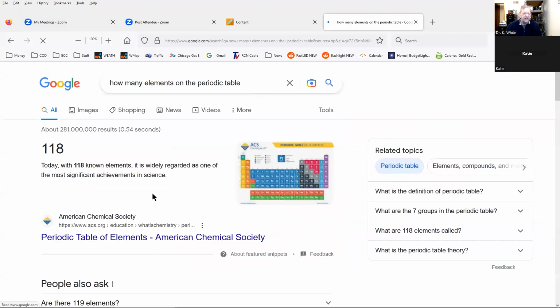Don't you love search engines? Oh, it's up to 118. When I did this, the periodic table I have is 103.